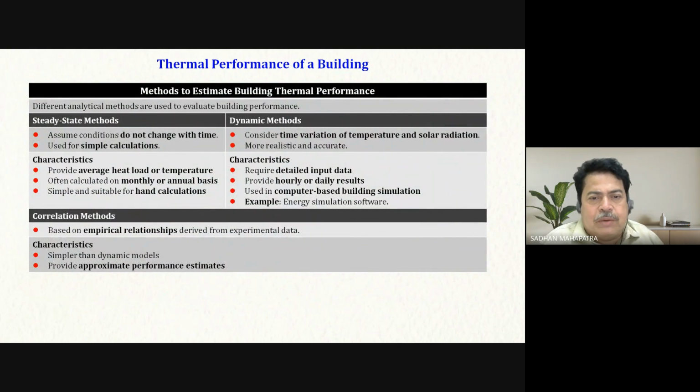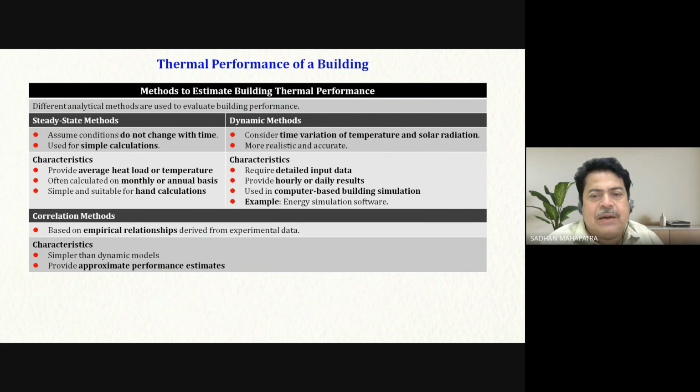Now, what are the different methods to estimate the building thermal performance? There are lots of analytical methods used to evaluate the building performance. The steady state method assumes the conditions do not change with time. These are generally simple calculations. It provides the average heat load or temperature, often calculated on a monthly or annual basis. It's simple and suitable for hand calculation.